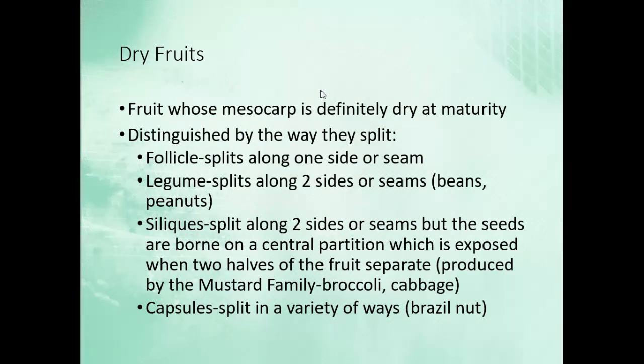Dry fruits are fruit whose mesocarp is definitely dry at maturity. They're distinguished by the way they split, so a follicle is going to split along one side or seam. A legume splits along 2 sides or 2 seams, so these are your beans and your peanuts. Siliques split along 2 sides or seams, but the seeds are borne on a central partition which is exposed when the 2 halves of the fruit separate. And this is mainly produced by the mustard family, things like broccoli and cabbage. Capsules split in a variety of ways, like a Brazil nut.